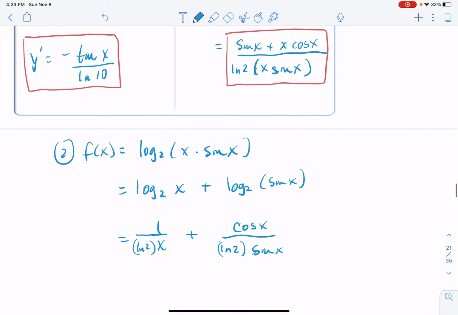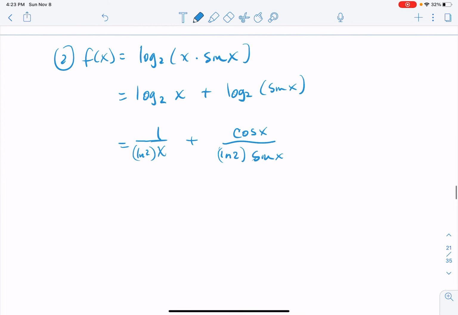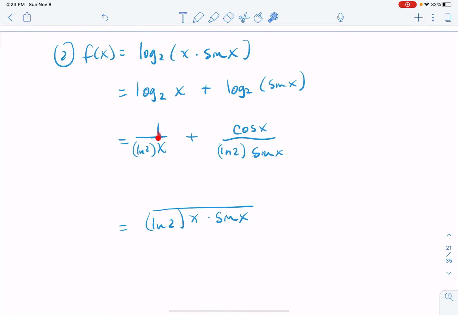All right, and yeah, that doesn't look exactly like that, but it can be if you get a common denominator. Common denominator, you multiply these two things together, except for they both already have a common factor of natural log, so you wouldn't multiply that part. So the common denominator would be the natural log of 2 times x times the sine of x, right? And the first one is missing its factor of sine x, so it gets multiplied by sine x. And the second one is missing its factor of x, so plus x cosine x.